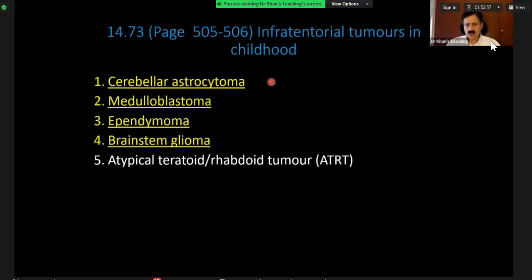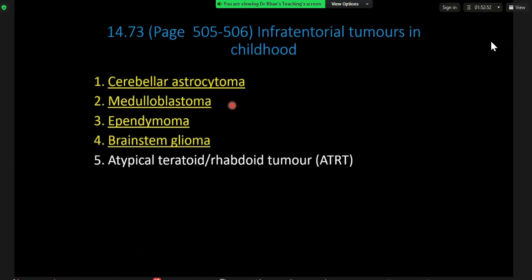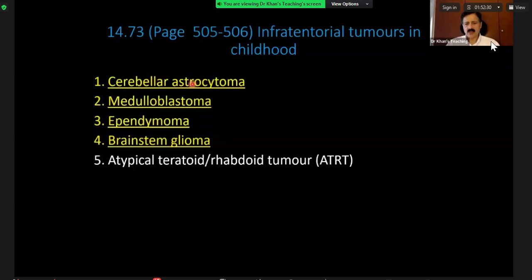Okay, now this is one of the most important differential diagnoses for your exam. Infratentorial tumors in childhood, from your book. The top 4 is what you have to remember, and you can forget about this one. This is beyond 2B level. Now, if you see the important features of these, cerebellar astrocytoma is the most common tumor in childhood, age group 5 onwards. Below 5, medulloblastoma is the most common.